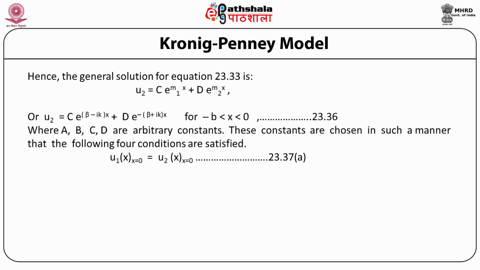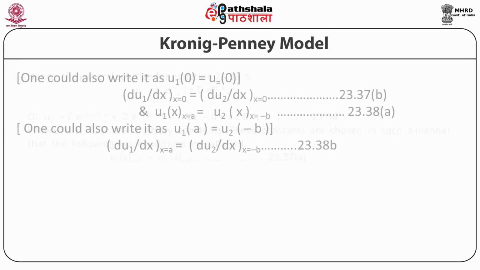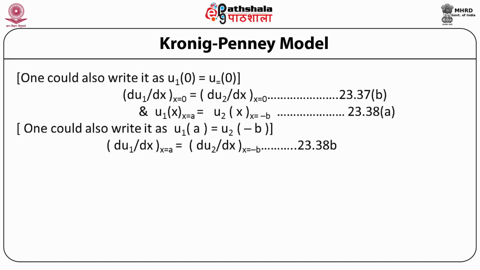That is, u1(x) at x equal to 0 is equal to u2(x) at x equal to 0, given as equation 23.37a. One could also write it as u1(0) is equal to u2(0). du1/dx at x equal to 0 comes out to be equal to du2/dx at x equal to 0, which is given as equation 23.37b, and u1(x) at x equal to a is equal to u2(x) at x equal to −b, which is given here as 23.38a. One could also write it as u1(a) is equal to u2(−b). du1/dx at x equal to a is equal to du2/dx at x equal to −b, as is given by equation 23.38b.